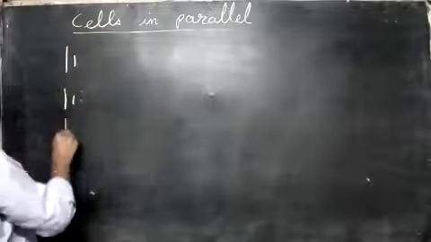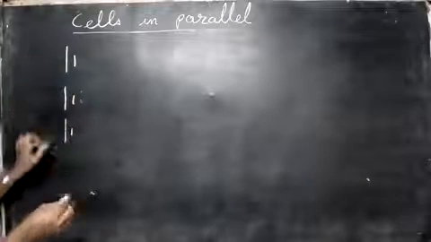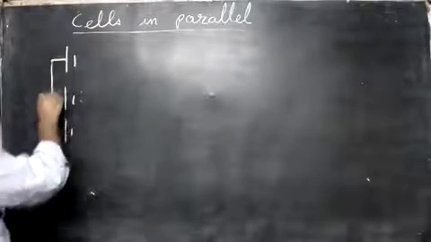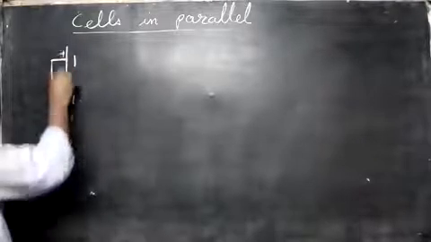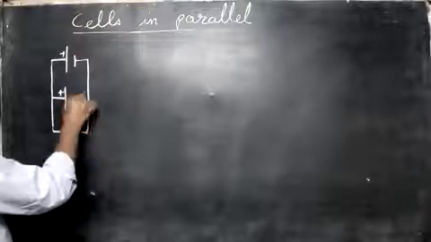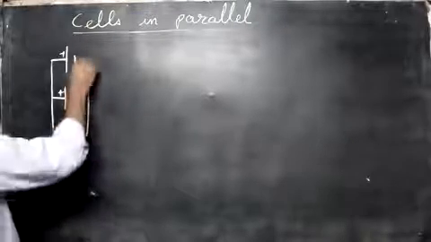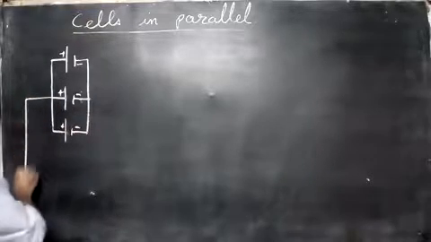This is the first cell, second cell, and then the third cell. These cells we're going to keep in parallel so that the positives are together. We're going to join all the positives together like this: positive, positive, positive, and join all the negatives also together separately: negative, negative, negative, and then you take it out this way.